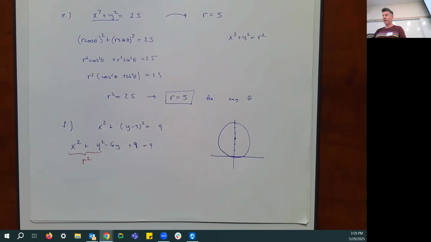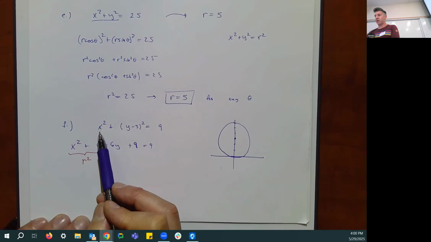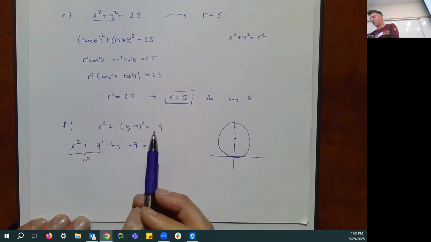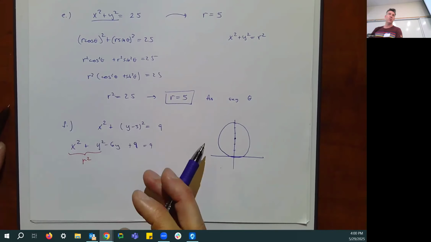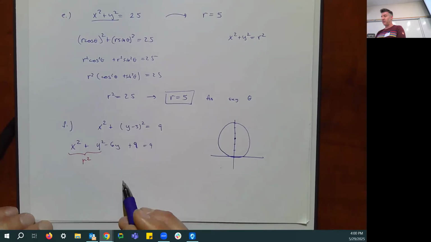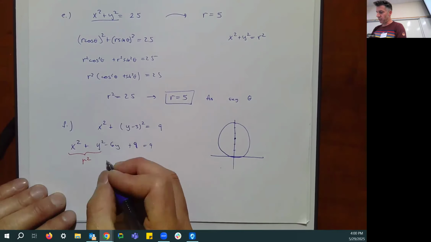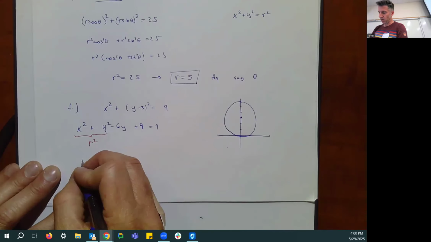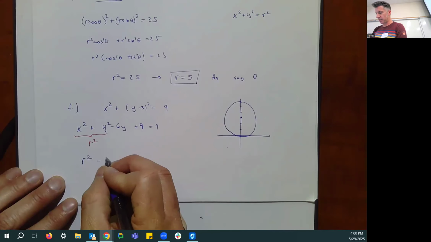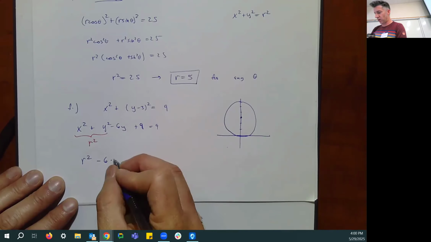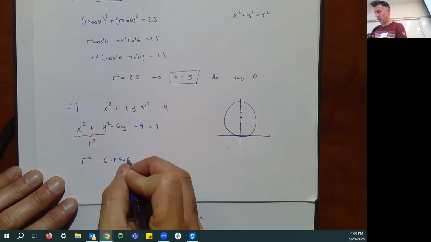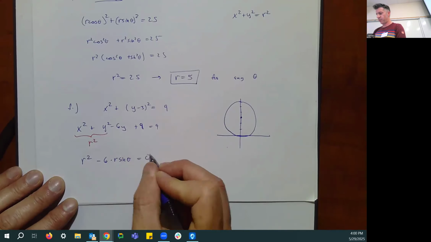On the other hand, if I plugged in r cosine theta for x here and r sine theta for y there, and then squared it all out, it'd just be more to deal with. So it's perfectly fine if you see a way of getting to x squared plus y squared before changing things to polar, totally fine to do that. So this is going to be r squared minus 6 times y, which is r sine theta, and the 9s cancel to give me 0.